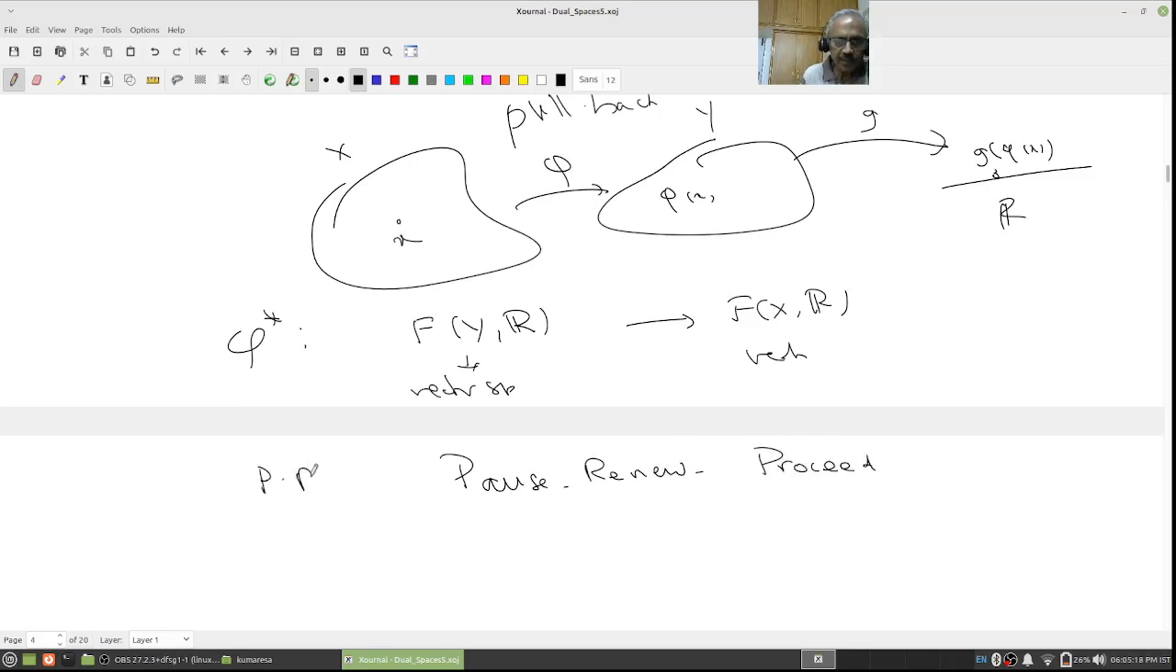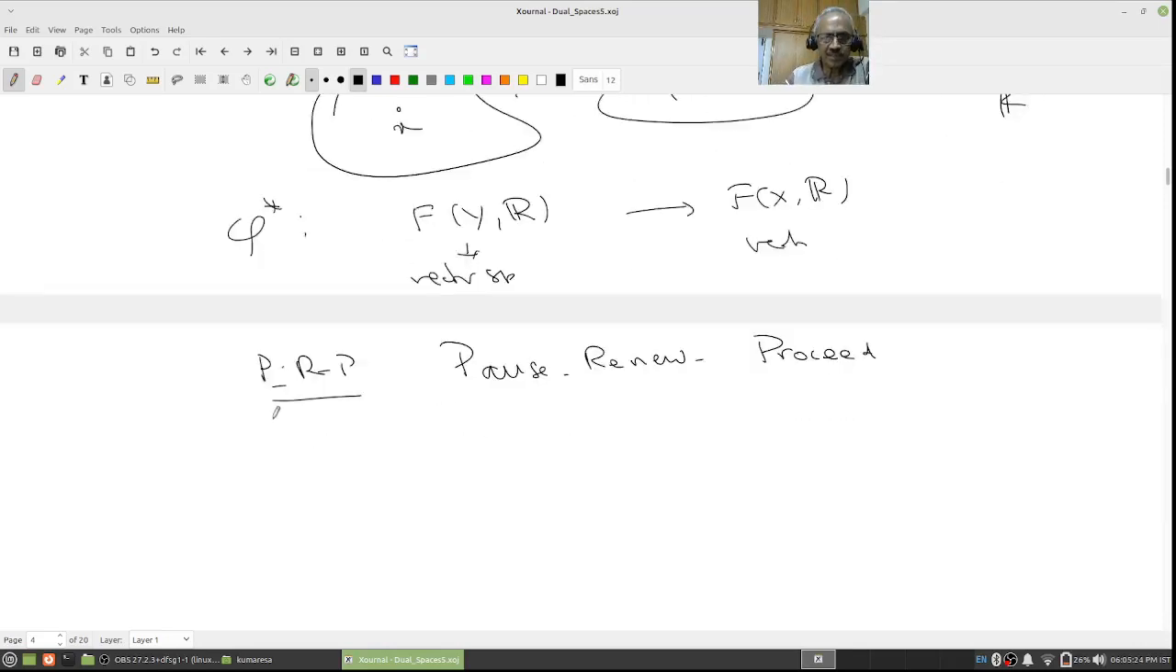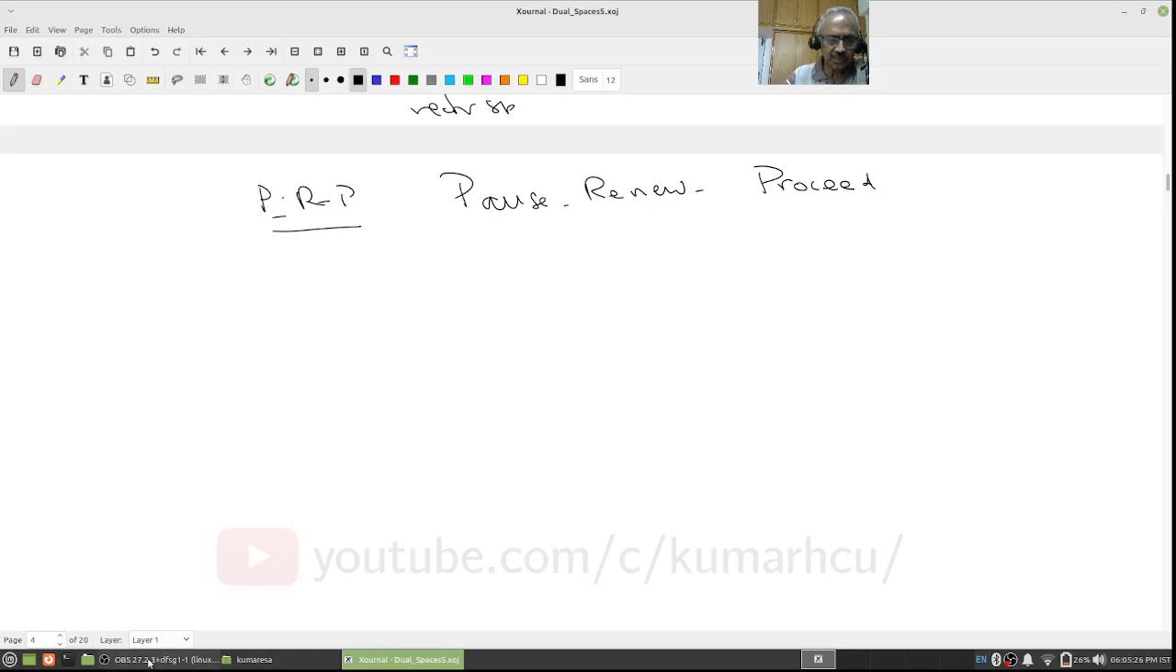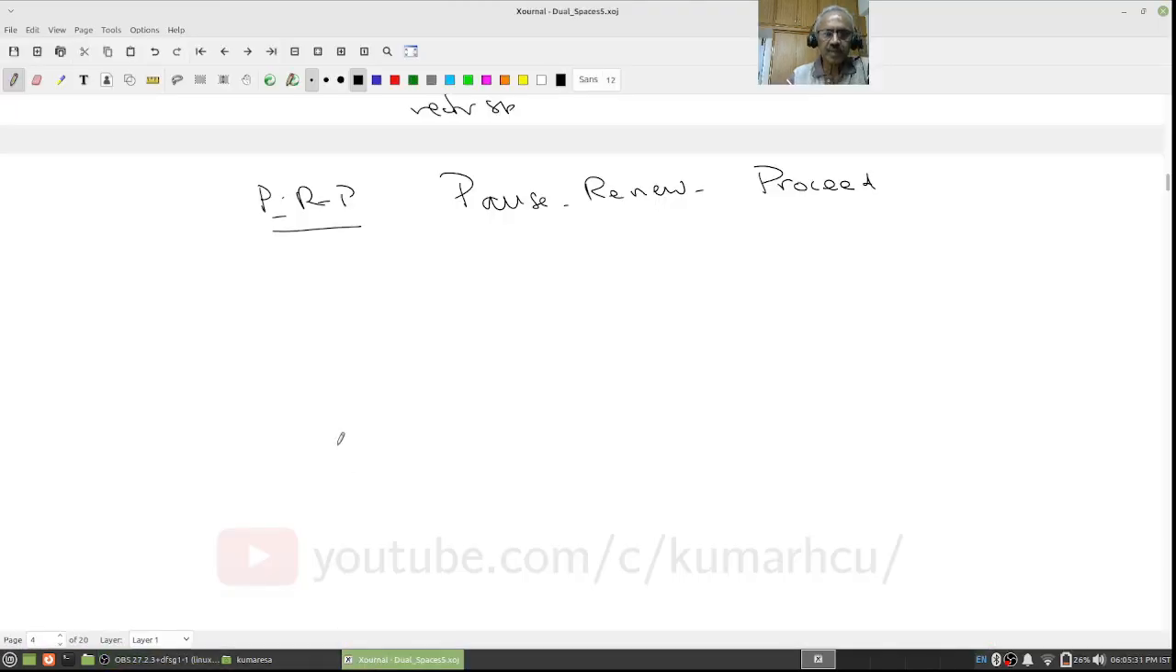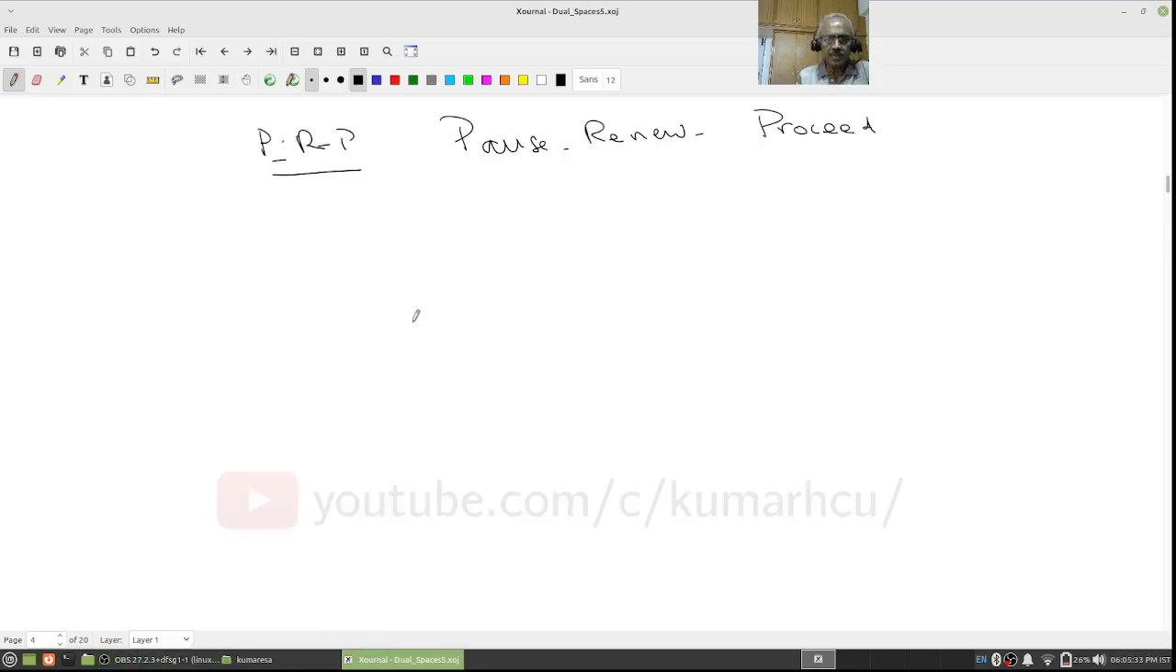This is very important. Once you understand this, all these kinds of dual constructions, algebra, adjoints, etc. are much easier to understand. That's why I just want to start with the general principle. Now let's start.